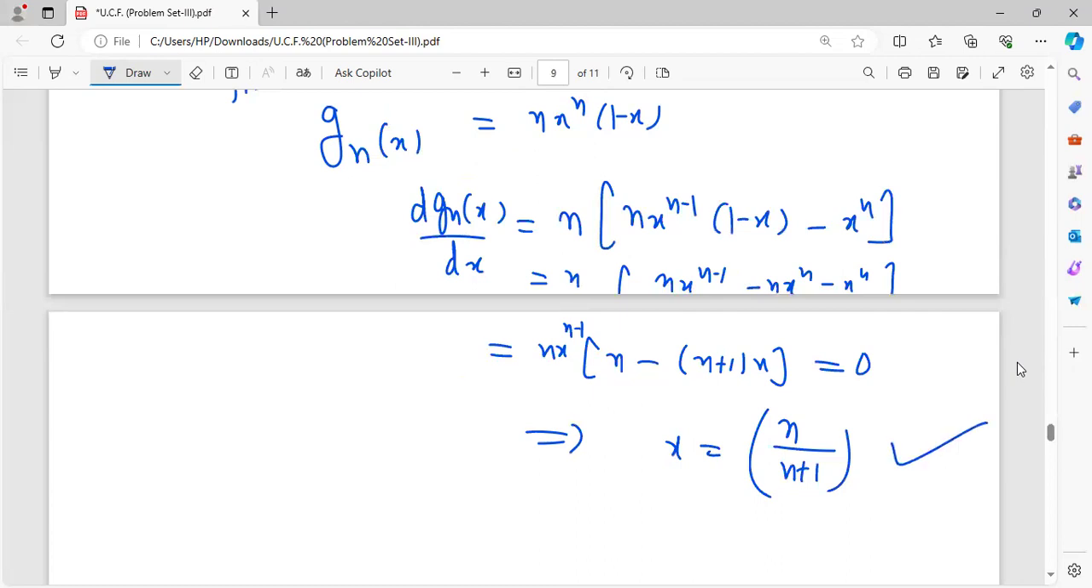Okay, we know. So what is gn(x) at this point? Maximum will exist at this point. What is that? X to the power n. So n, put this value.